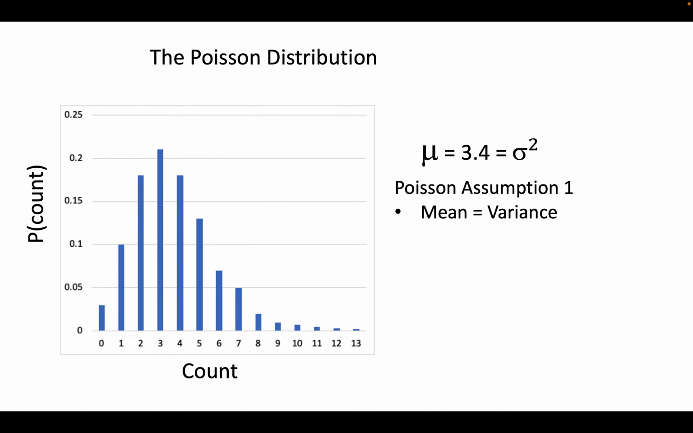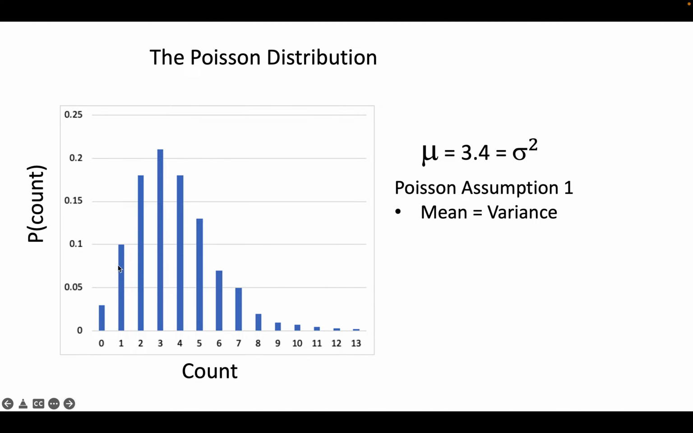So to model rates, we use the Poisson distribution. The y-axis here is the probability of a count, and along the x-axis here are counts. So 0 is the probability of seeing 0 events, 1 is the probability of the event happening once, and 2 is the probability of it happening 2 times. You can see that the mean here is about 3.4. That's the most likely number of events to happen over whatever the time span is.